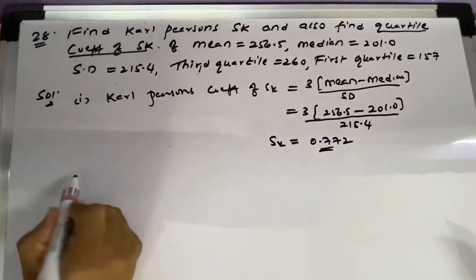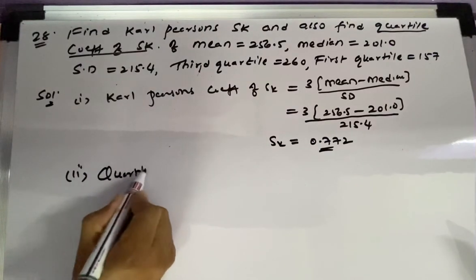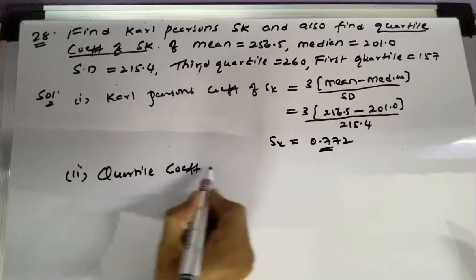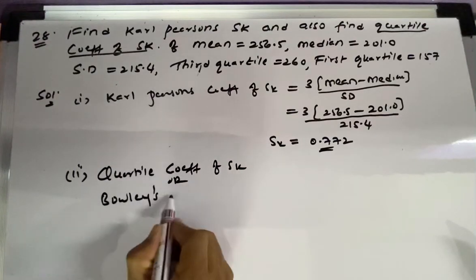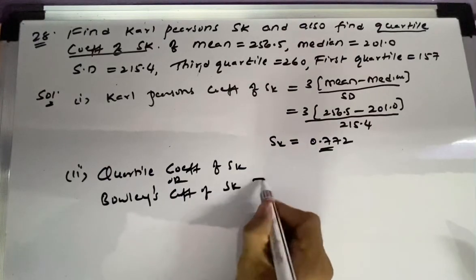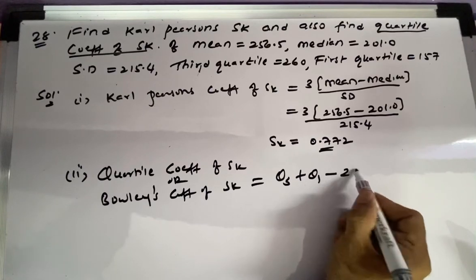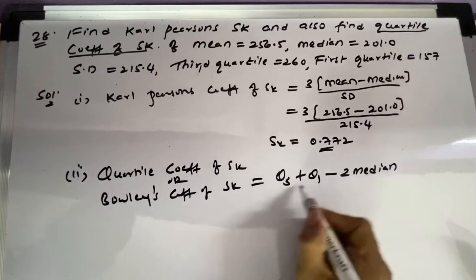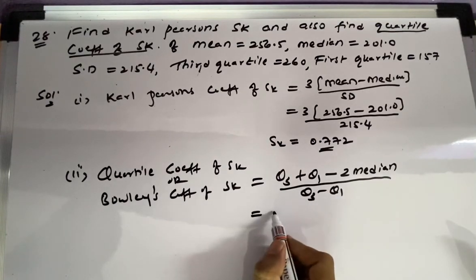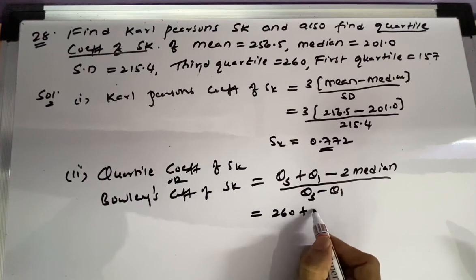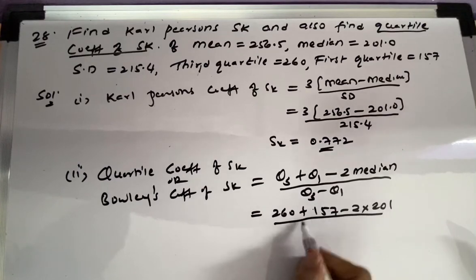This is skewness. The second bit is the quartile coefficient of skewness, or Bowley's skewness, equals Q3 plus Q1 minus 2 median by Q3 minus Q1.